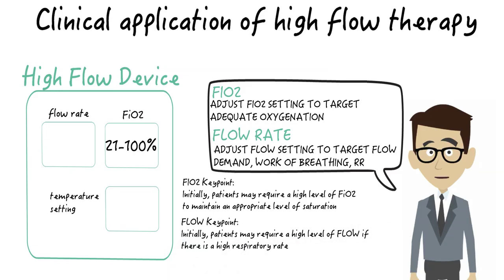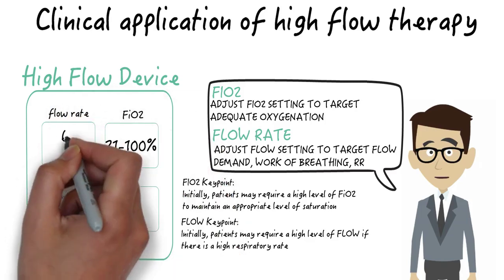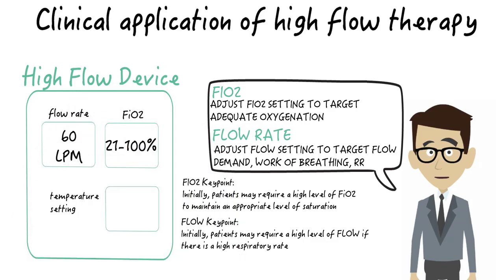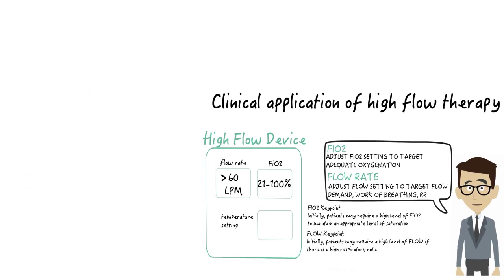So if you're using the Vapotherm's precision flow device, the highest flow that you can set is 40 liters per minute. On other devices, like the Airvo 2, they can go as high as 60 liters per minute, and still others can go higher. So these two settings, the flow and FiO2, are the two settings available to the clinician to treat the patient in respiratory distress.